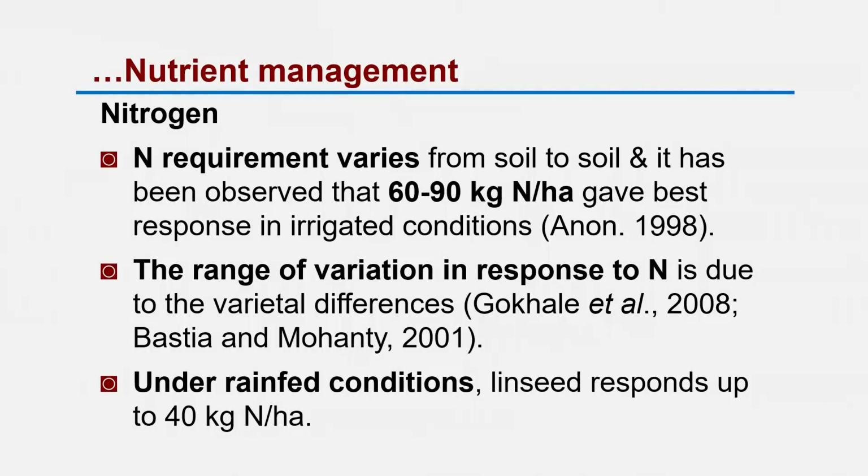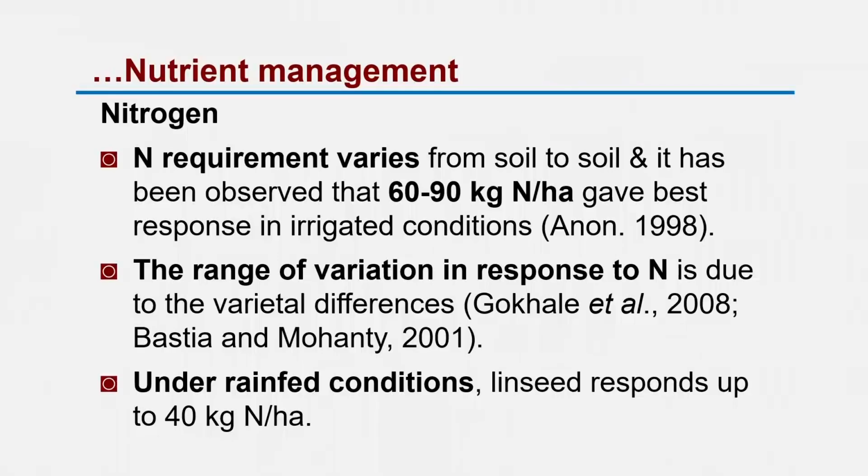Now, let us start with nitrogen management. Nitrogen requirement varies from soil to soil, and it has been observed that 60 to 90 kg nitrogen per hectare gave the best response in irrigated conditions. The range of variation in response to nitrogen is due to varietal differences. So, just as you are seeing, the range is 60 to 90 kg nitrogen per hectare. It is mainly because of varietal differences. Some varieties may do better at 60 kg, some may do better at 70, 80 or some may do better at 90 kg. Therefore, this range is given.